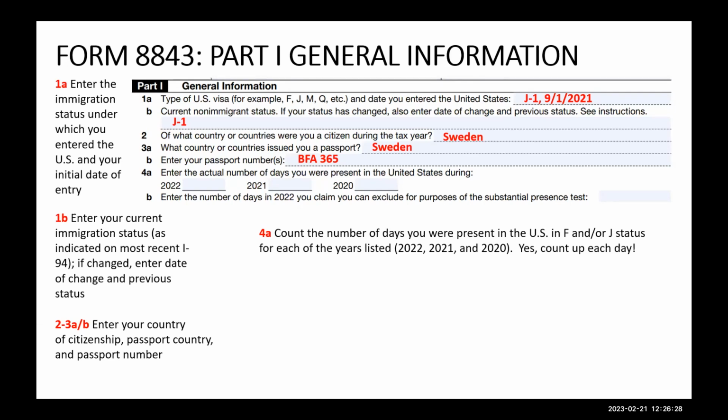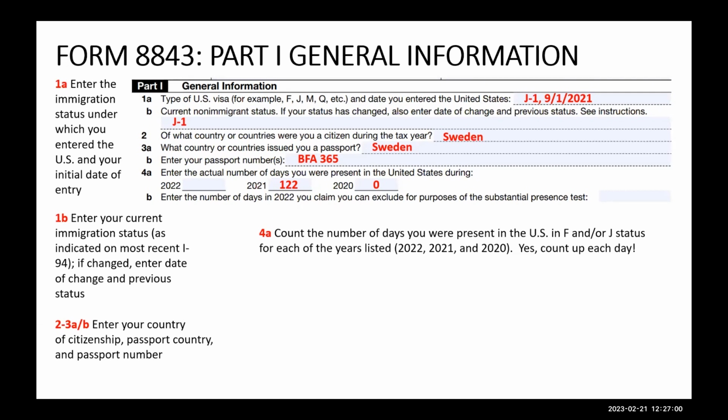So think back to when you first entered the country. So I'm going to basically say in 2020, I was not here. As you can see from question 1, I didn't enter until 2021. So I have 0 days of presence in 2020. In 2021, I arrived on September 1st. I didn't leave the country once I arrived. So there were 122 days that I was in the United States in J1 status for 2021.